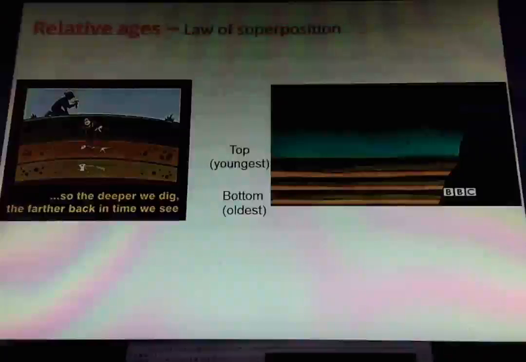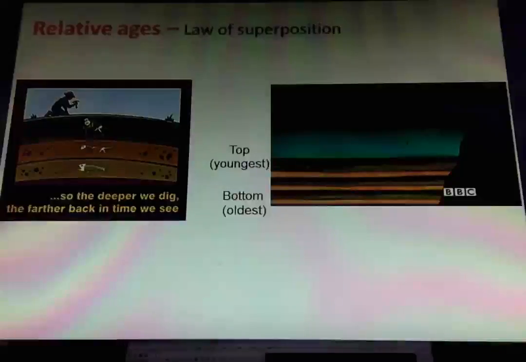So when we think of relative ages, the law of superposition comes into play. This relative dating was the method of dating first used by geologists. And if you think about it, it makes sense. The further down into the ground you dig, the further back in time we're going to see. The oldest material is going to be deep down, the youngest material at the top.